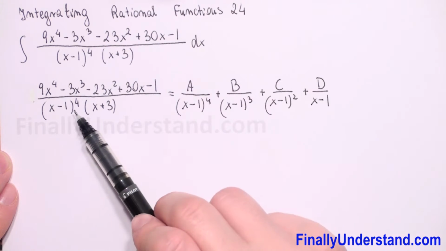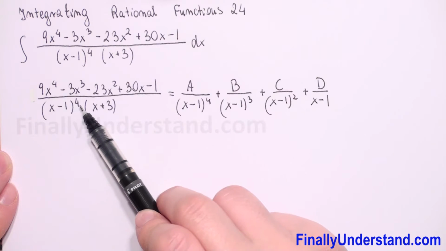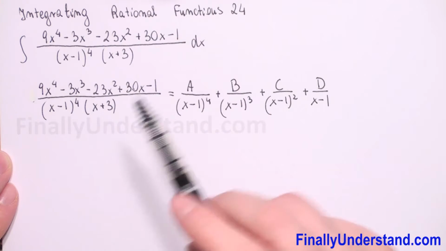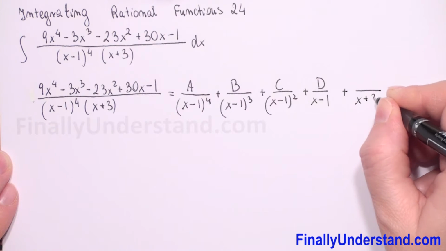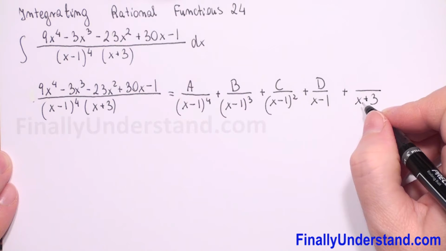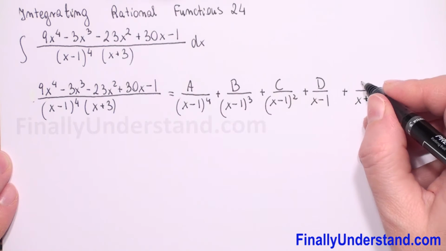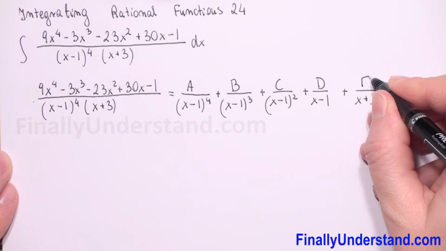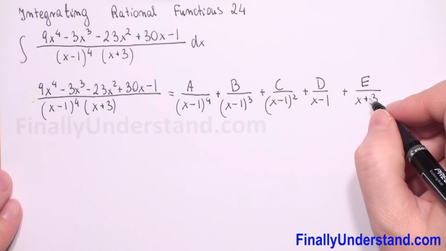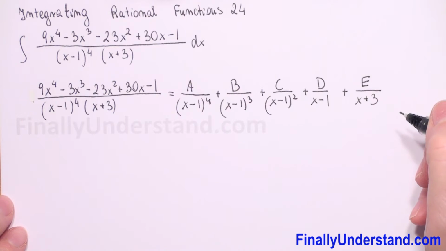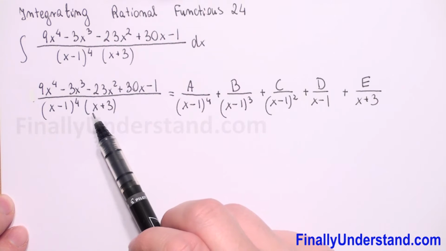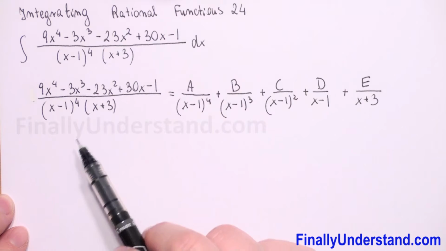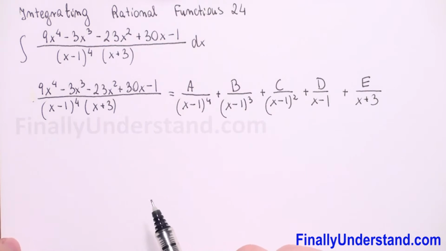Next, we finish with x minus 1 to 4th power. We have only x plus 3, so we have to add plus. Denominator is x plus 3, and because x is still in first power, we have only constant. In numerator we can put E. So now we will multiply both sides of our equation by denominator x minus 1 to 4th power times x plus 3 to reduce these fractions.